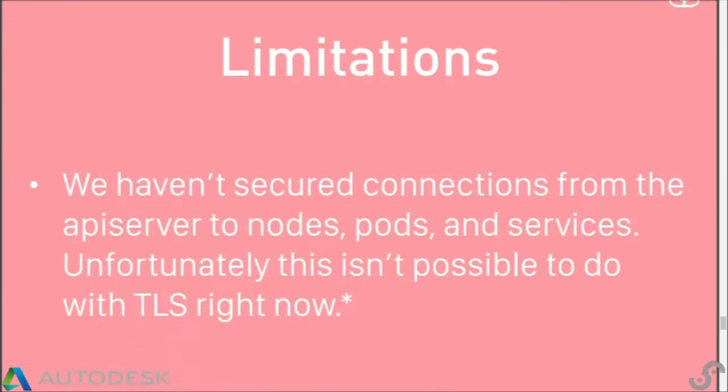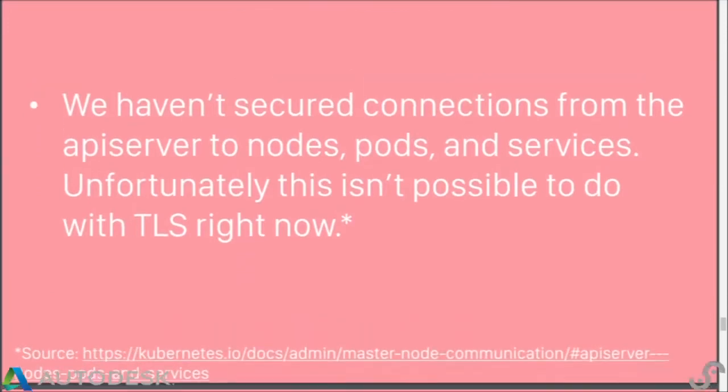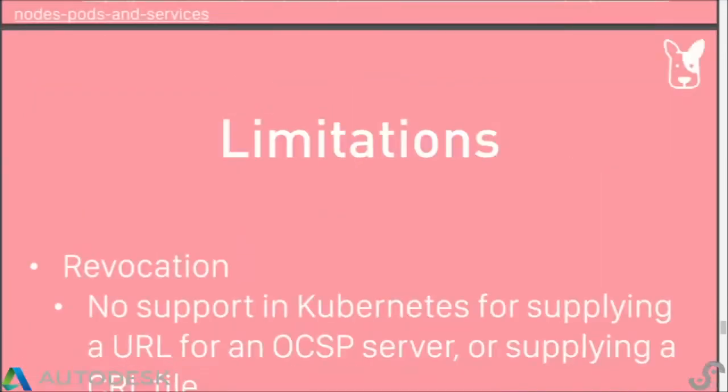There are some limitations in Kubernetes itself right now that are a bit disappointing. There are workarounds, which I'll show on the next 2 slides. But the biggest one is that we haven't secured the connections from the API server to the nodes, pods, and services. And unfortunately, this is not possible to do with TLS with Kubernetes currently. I assume that it will be possible at some point, but I haven't seen any indication of when that would be. And that's mentioned on that page, if you're curious where I got that.